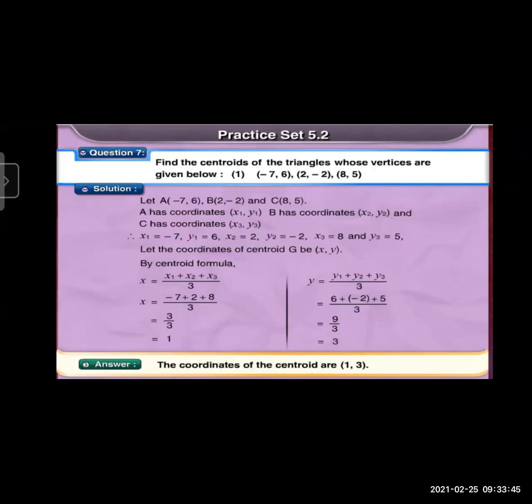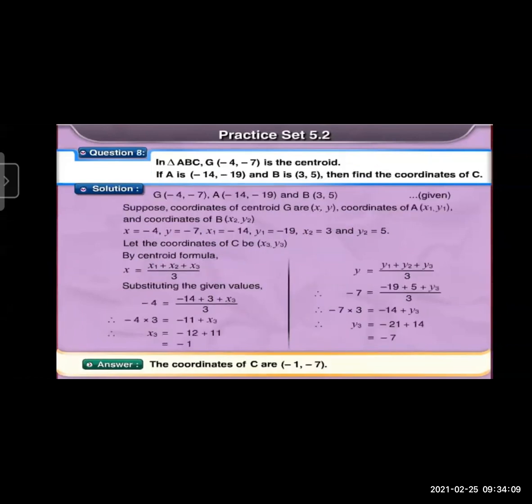Let the coordinates of the centroid G be x, y. So by using the centroid formula, x is equal to x1 plus x2 plus x3 divided by 3. So x is equal to 1, and y is equal to y1 plus y2 plus y3 divided by 3. Substitute the values, we get y is equal to 3. So the coordinates of the centroid are 1, 3.